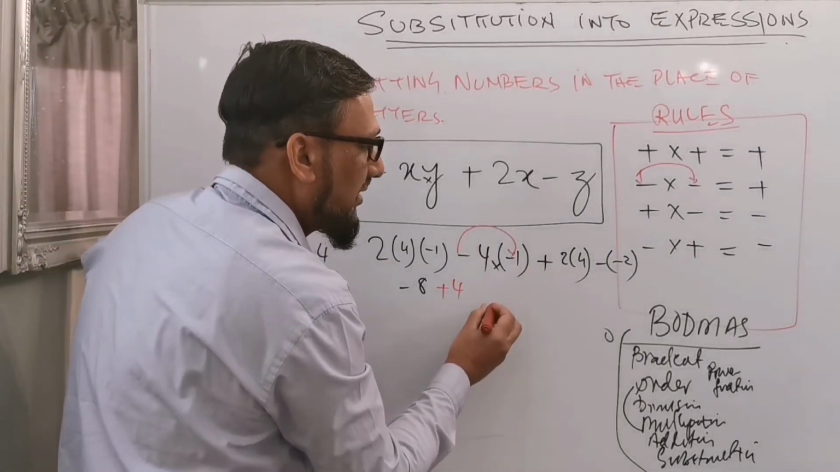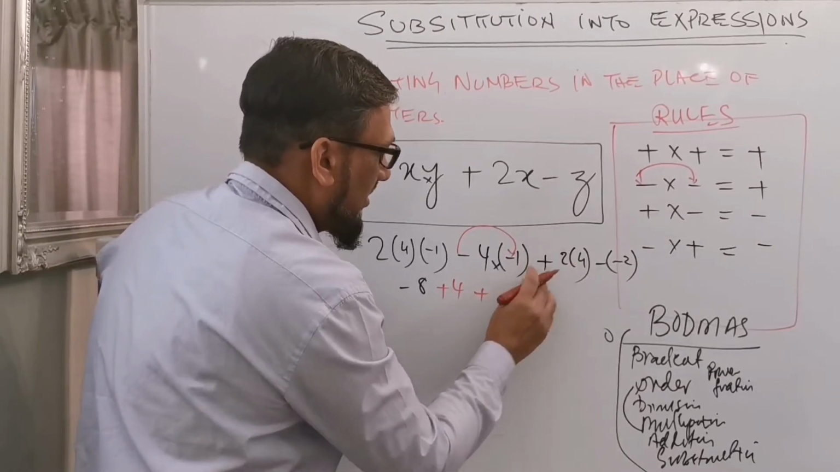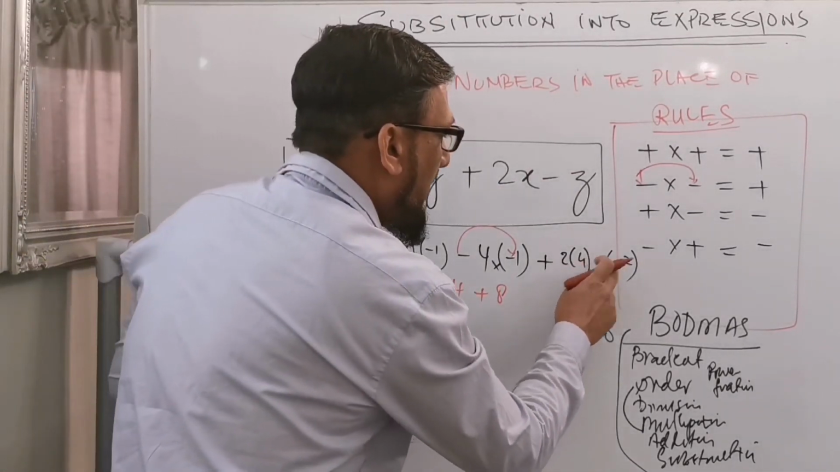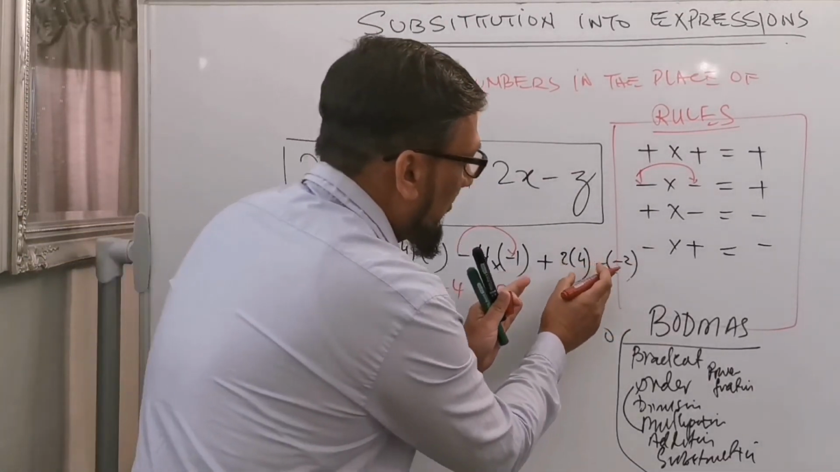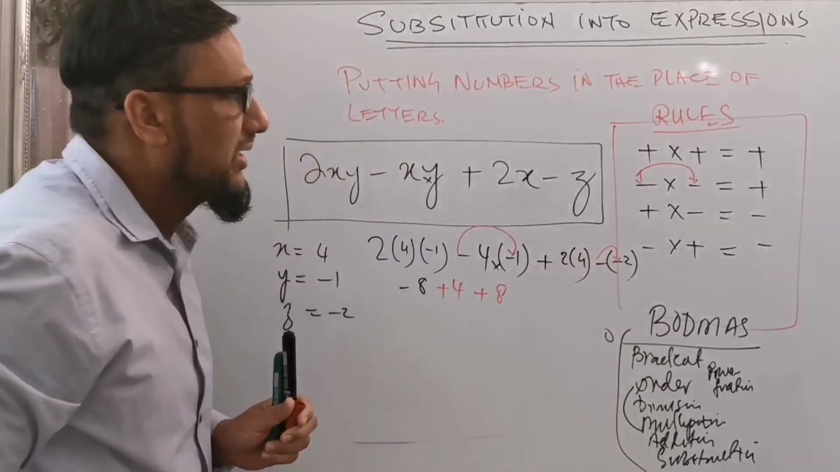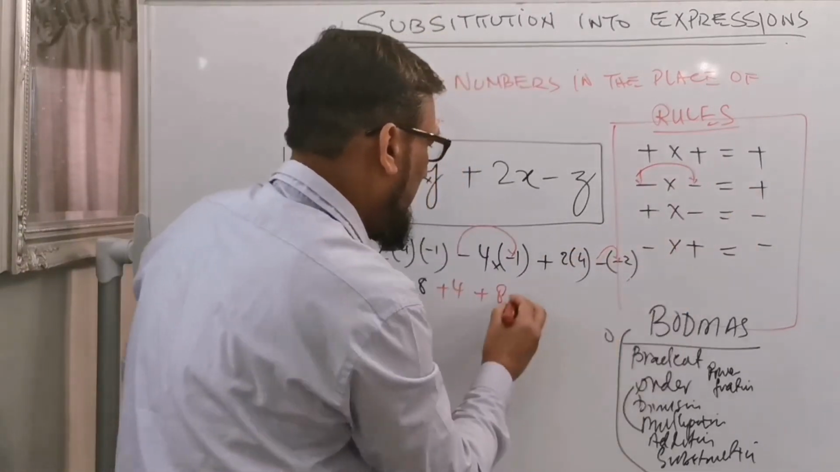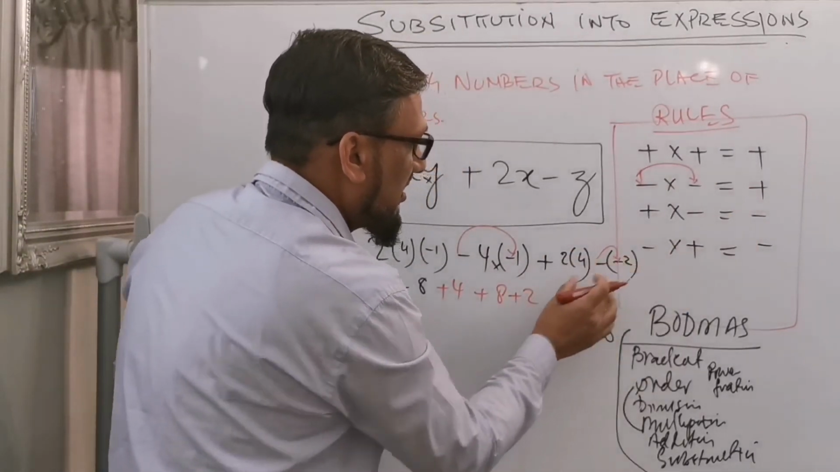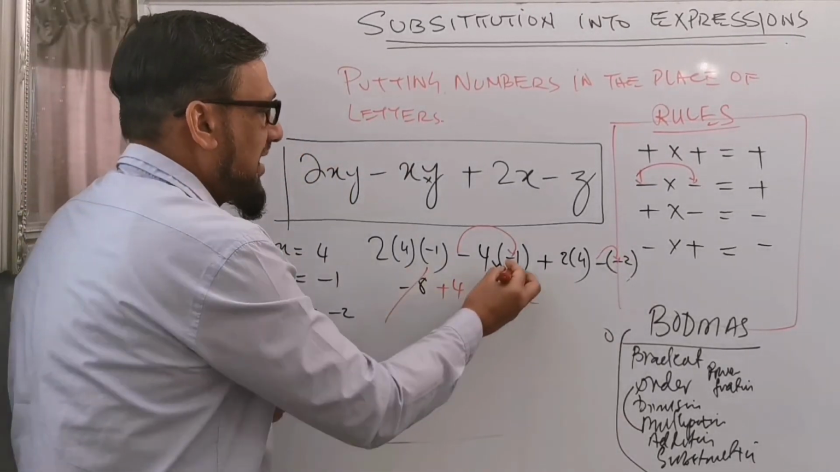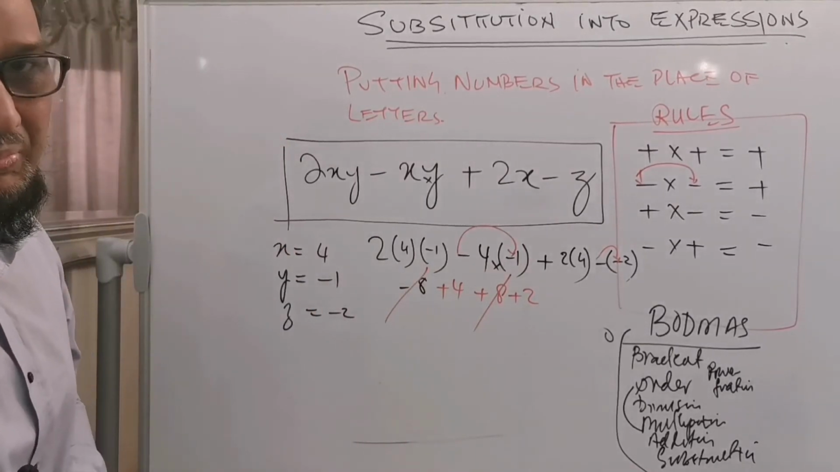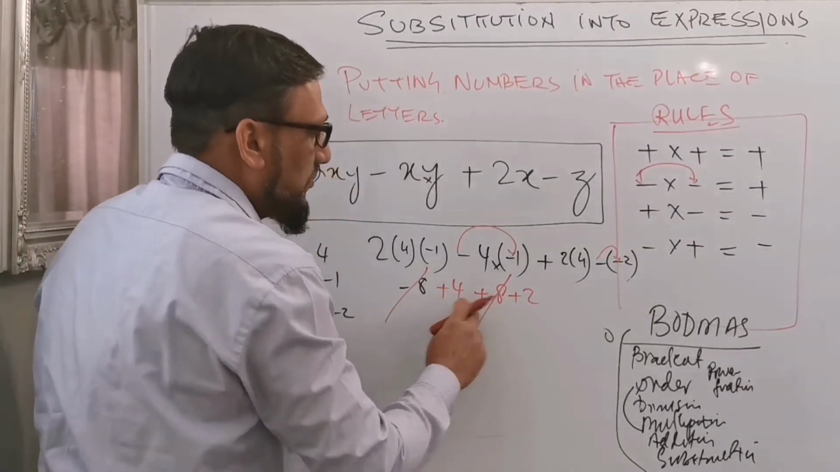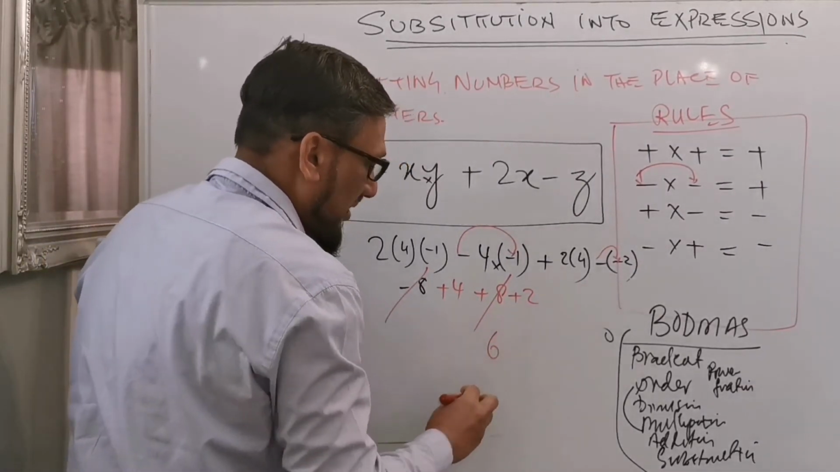And after that, plus 2 times 4 is 8. And for the minus, there is no value multiplying, but itself there is a minus sign, so this minus times with minus, the answer will be plus 2. Now look at this one: plus 8 cancels with minus 8, very simple. Then you add these two numbers, plus 4 plus 2, so the answer will be 6.